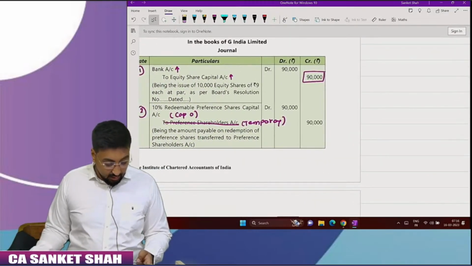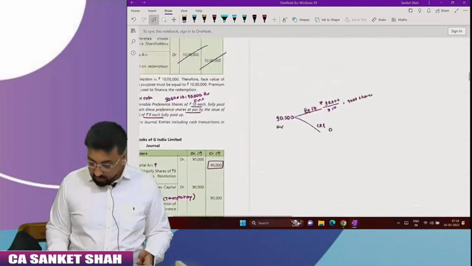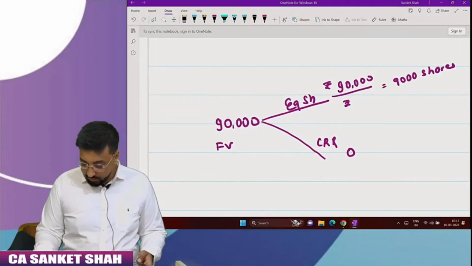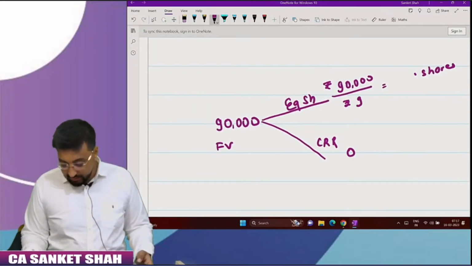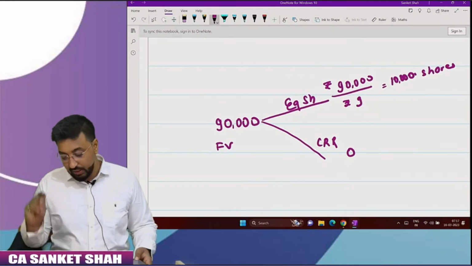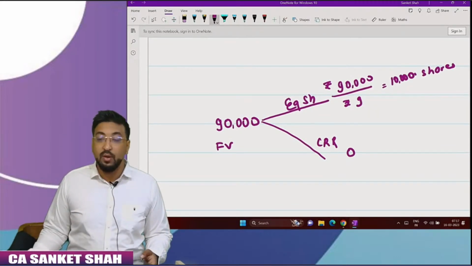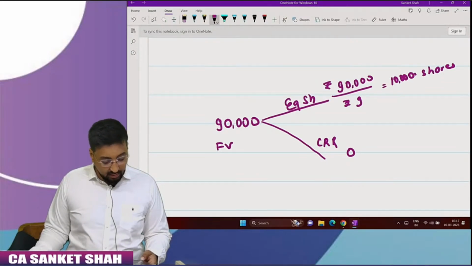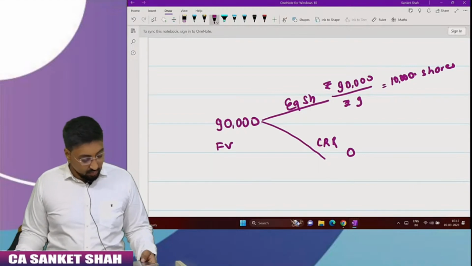Yes, sir. During redemption, sir, share value is rupees 9, sir. हाँ, sir. Here the face value is rupees 9. Sorry, 9 rupees. Yes, it's my bad beta. Yes, sorry. 90,000 divided by 9, it's my mistake. 10,000 shares. Yes, you all are correct. ठीक है. भूमिका ने बोल दिया, थैंक यू.